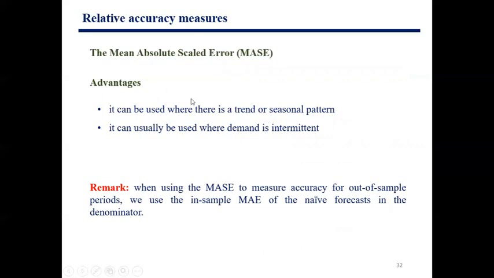Okay, so the MASE has two advantages. First, it can be used when we have a trend or seasonal pattern, and it can also be used when demand is intermittent. But just be careful, because when you have intermittent demand, usually the naive forecast in the out-of-sample periods can be zero, because you don't have a lot of periods in the holdout sample, and you risk having a naive forecast of zero. So usually people use the mean absolute error of the in-sample side.